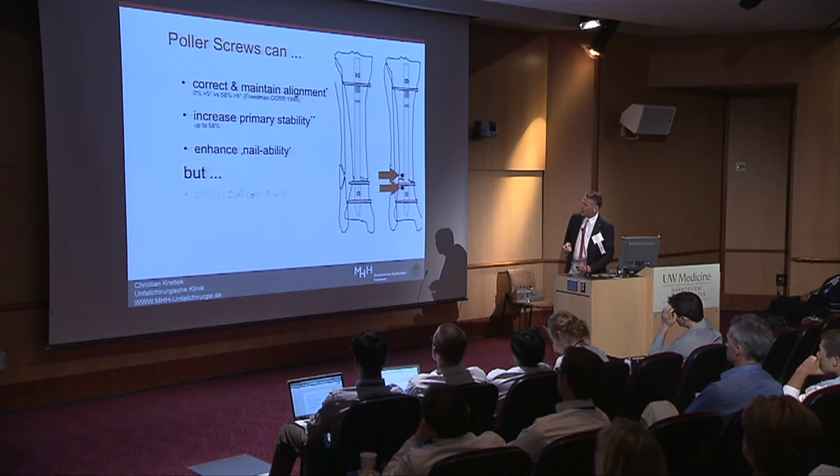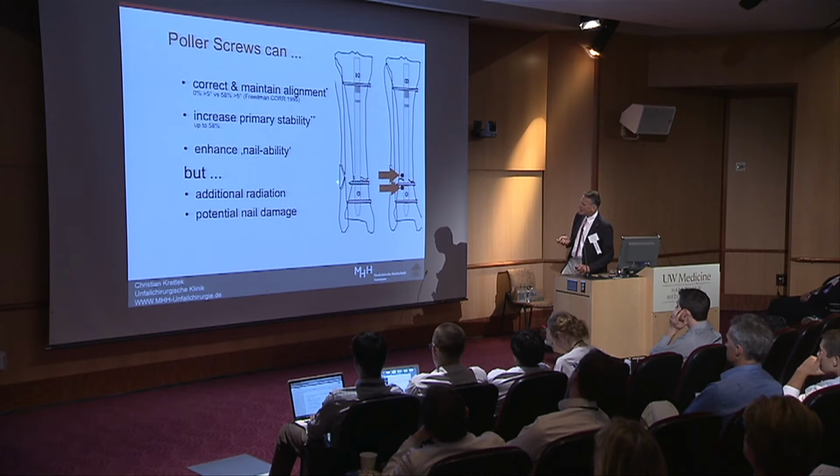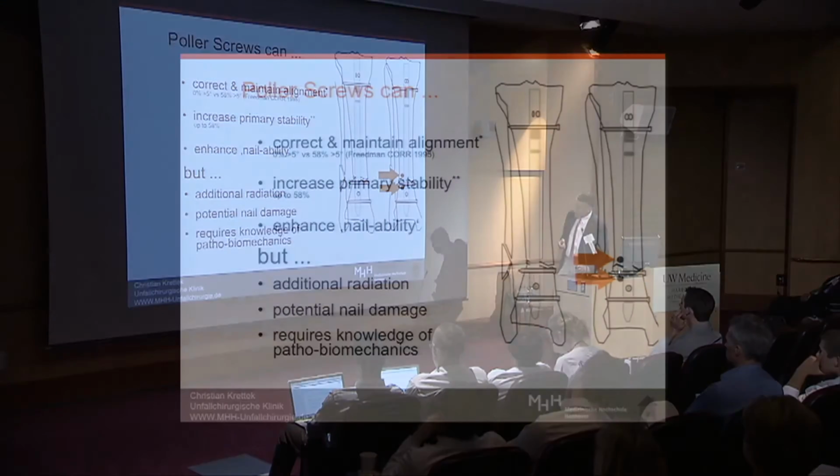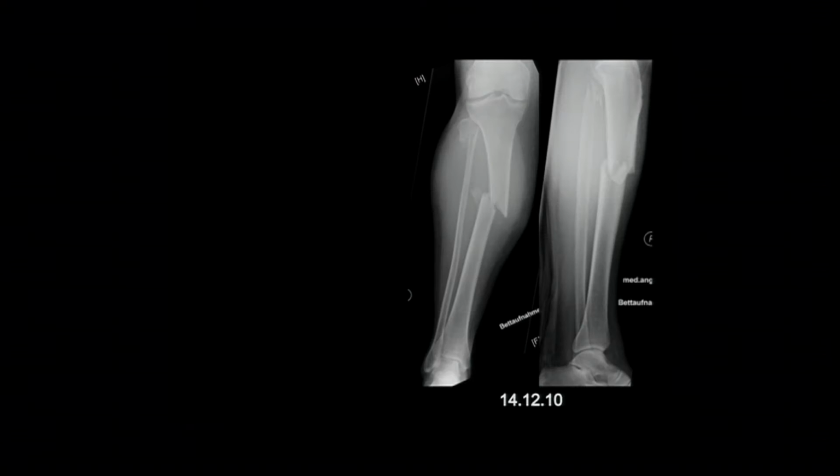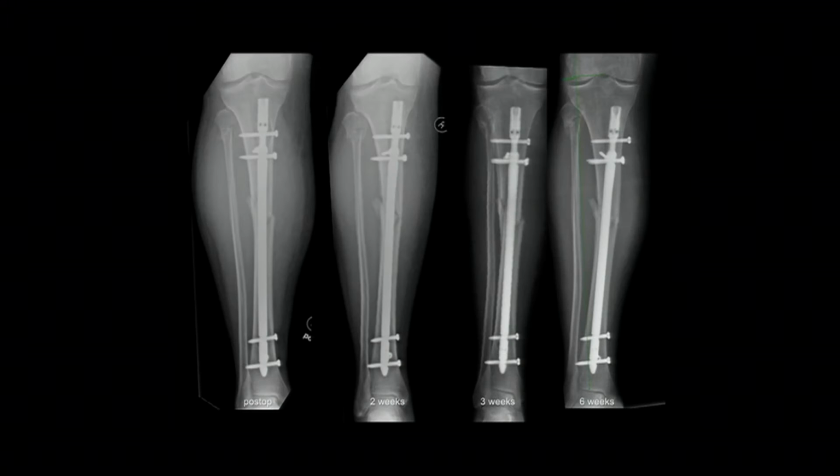But we pay a little price: we have additional radiation, we have potential nail damage, and we need good knowledge of the pathobiomechanics of the specific situation. Here an example, a proximal tibia fracture. It doesn't look complicated, doesn't look difficult. It invites intramedullary nailing. Let's have a look how it ended up.